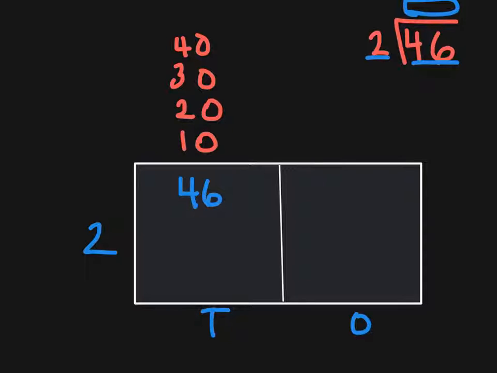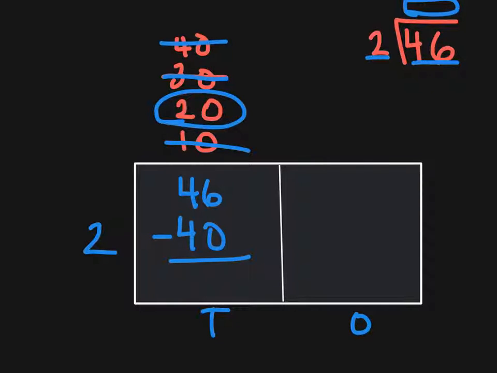So I need to get as close to 46 as I can without going over. And I know that 2 times 10 is 20, 20 times 2 is 40, but 30 times 2 is 60, so that's too high. That's obviously too high, and this is really too low. It's not close enough without going over, so I'm going to use 20 times 2, and I know that that is 40. So now I'm going to subtract right here. 6 minus 0 is 6, and 4 minus 4 is 0.